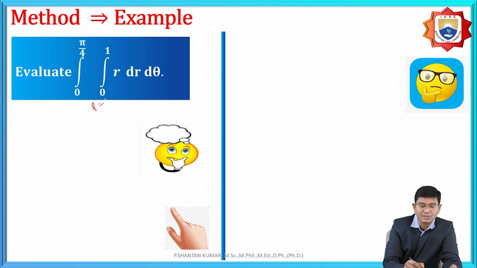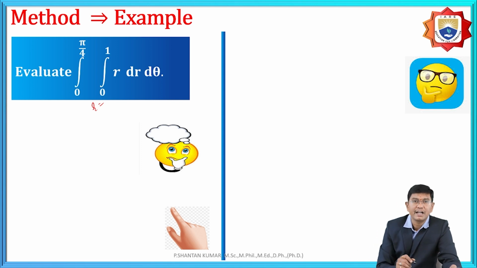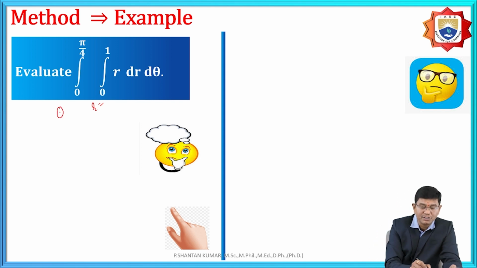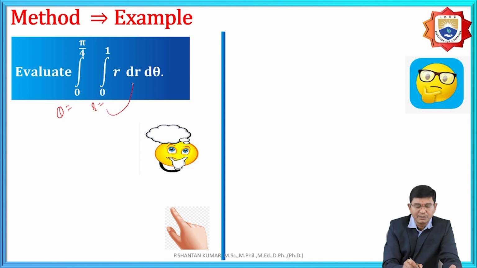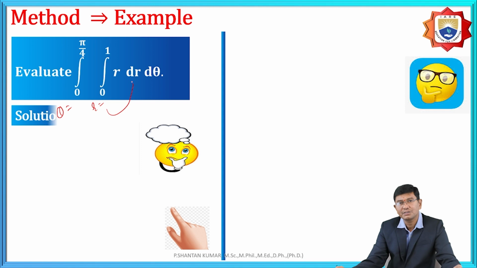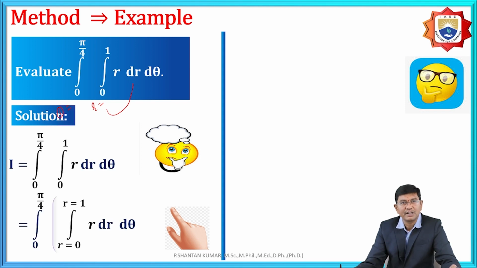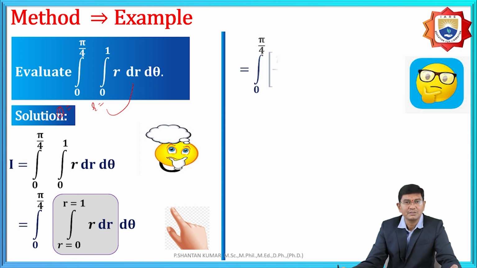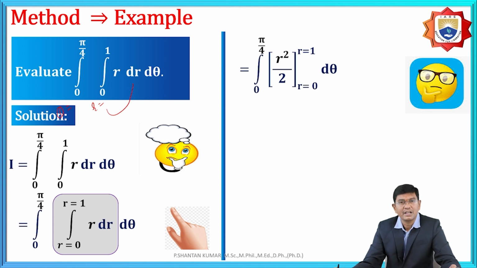That means you need to assume the r limit, and because the other limits are in terms of pi, we need to assume that theta is equal to the given limits. Here, integrating first with respect to r gives r square by 2, and the limits are 0 to 1. The upper limit is 1 and the lower limit is 0, therefore that is 1 minus 0 in the numerator, the denominator is 2, therefore 1 by 2.